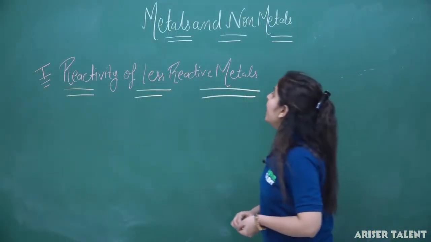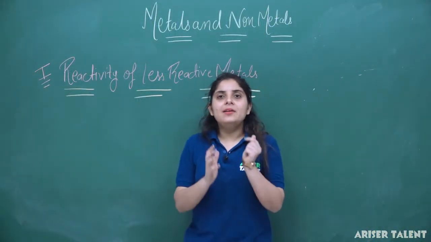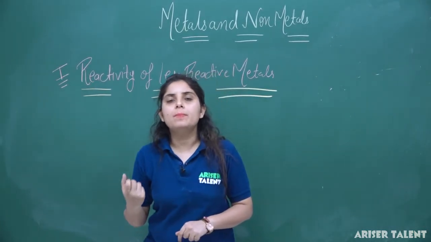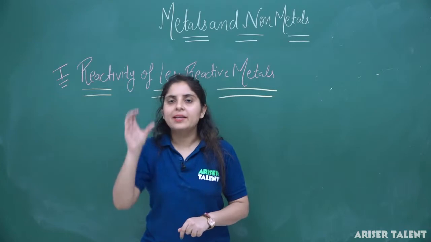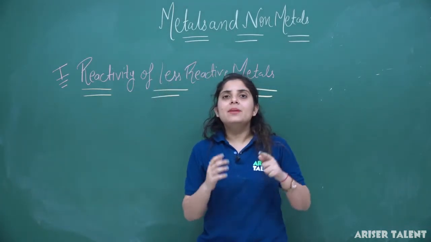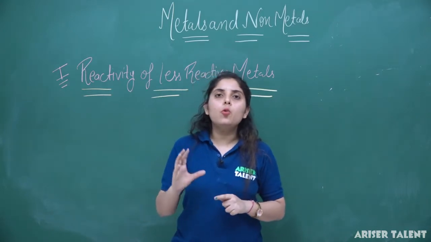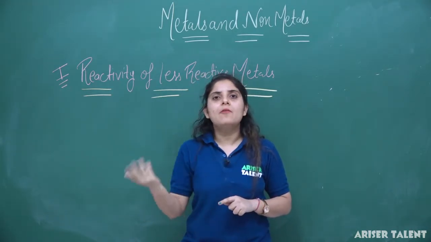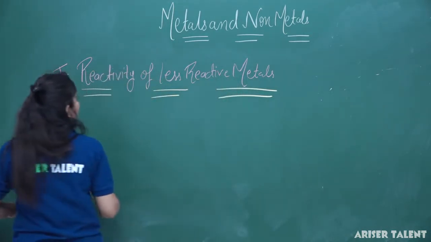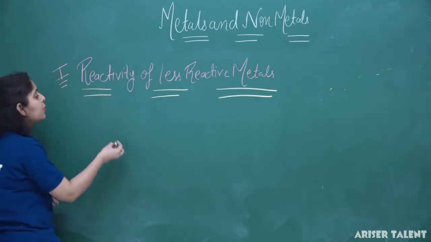So we can see the reactivity of the less reactive metals. Less reactive metals are those metals which are on the bottom part of the reactivity series we have seen. So these metals can be extracted only by calcination or roasting, and after simply heating we can obtain the metal in the simpler form. We can consider the example of mercury for this reaction.